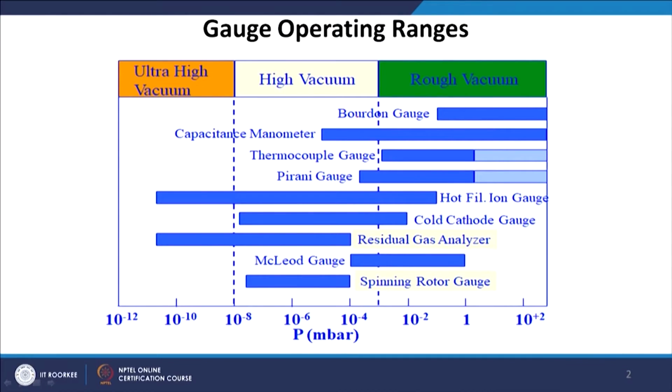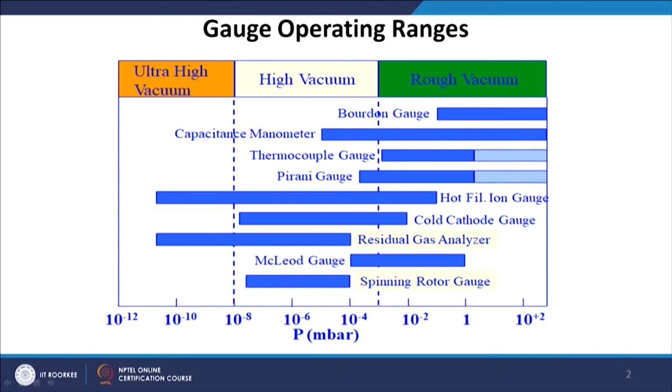Then the capacitance manometer is used from the rough vacuum to the high vacuum. There is the thermocouple gauge, then the Pirani gauge, which is from the rough vacuum to high vacuum. The hot filament ion gauge can go from high vacuum to ultra high vacuum. Then the cold cathode gauge, residual gas analyzer, MacLeod gauge, and spinning rotor gauge. These are different kinds of gauges which measure pressure in different ranges.